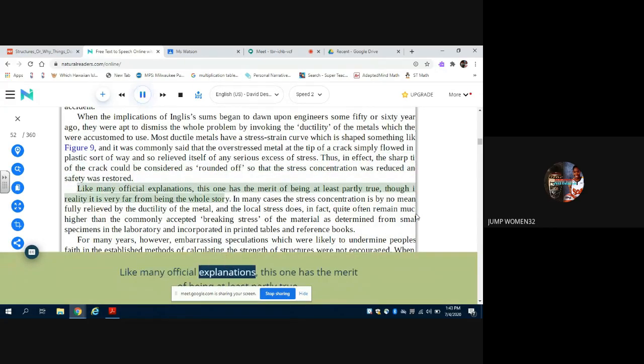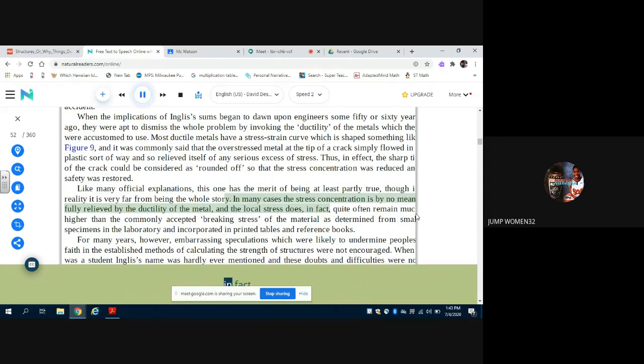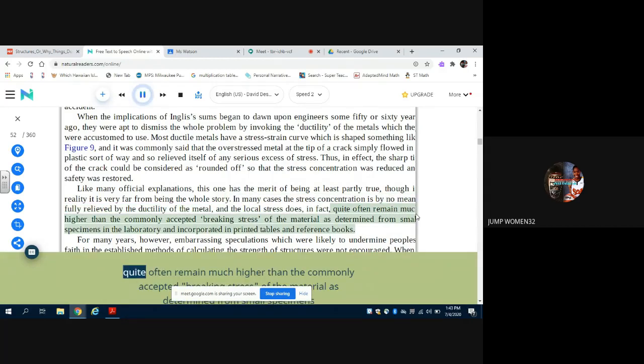Like many official explanations, this one has the merit of being at least partly true, though in reality it is very far from being the whole story. In many cases the stress concentration is by no means fully relieved by the ductility of the metal, and the local stress does, in fact, quite often remain much higher than the commonly accepted breaking stress of the material as determined from small specimens in the laboratory and incorporated in printed tables and reference books.